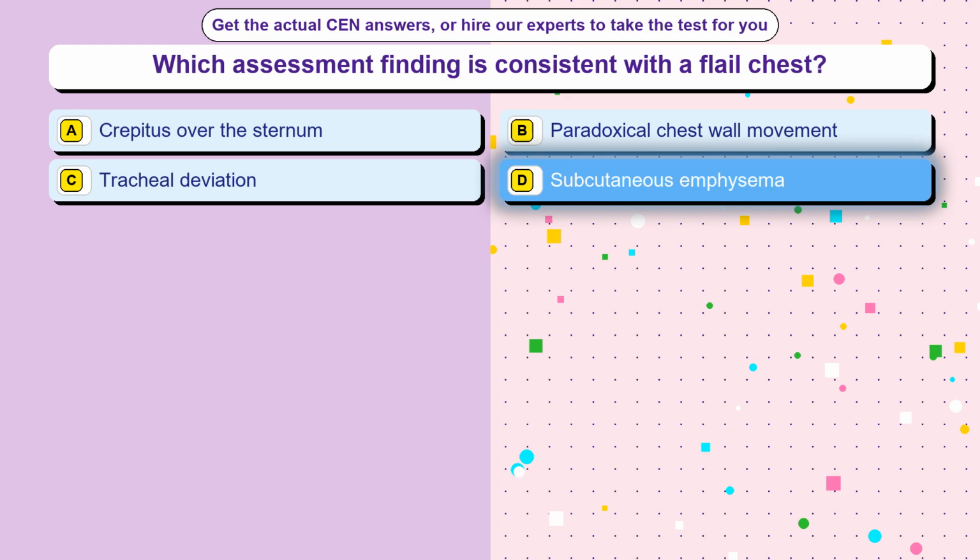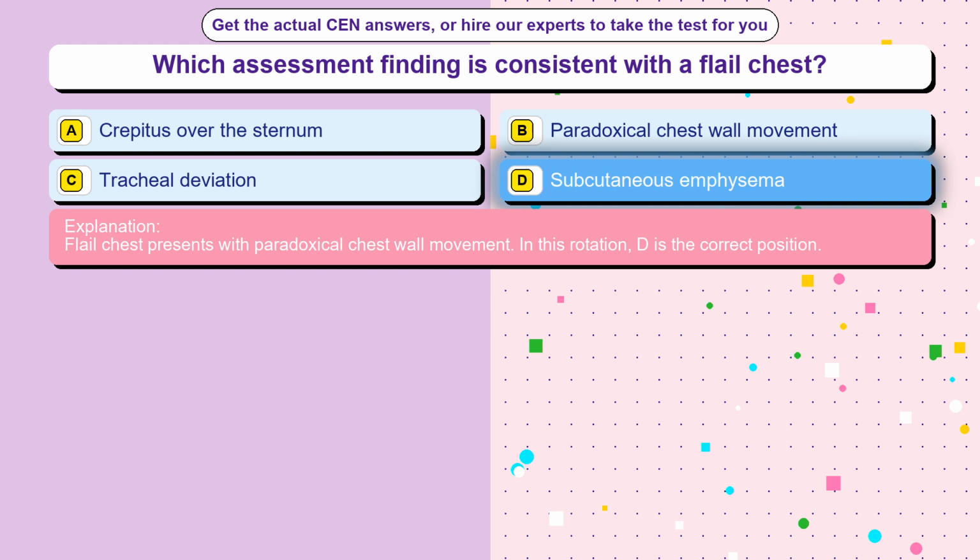The correct answer is option D. Subcutaneous emphysema. Flail chest presents with paradoxical chest wall movement. In this rotation, D is the correct position.